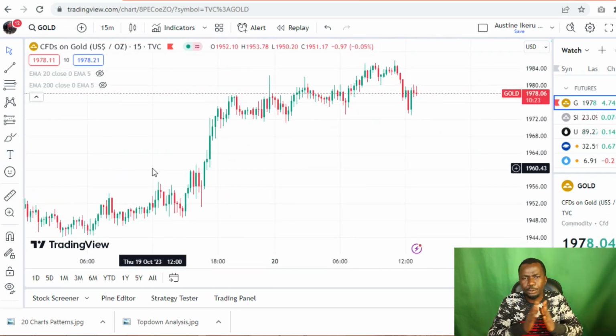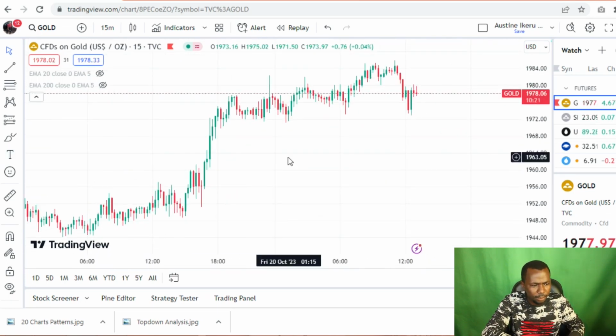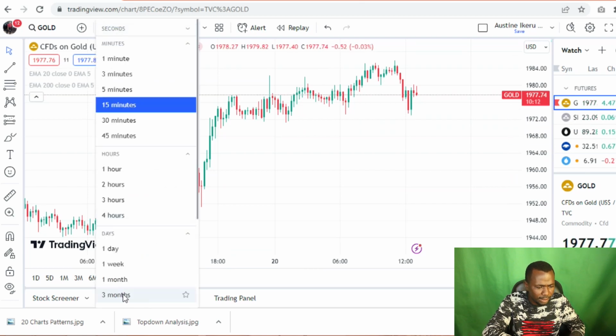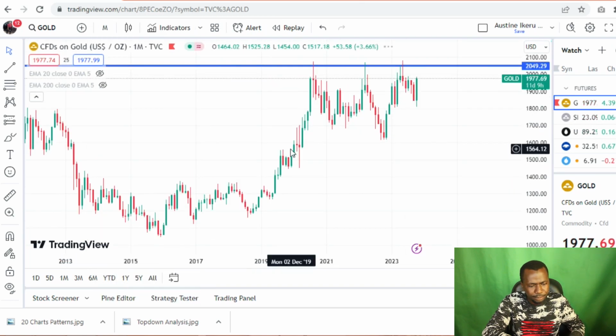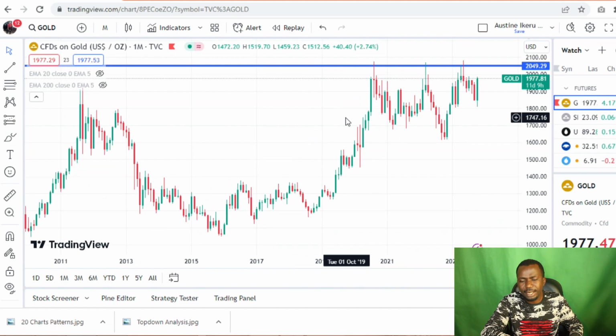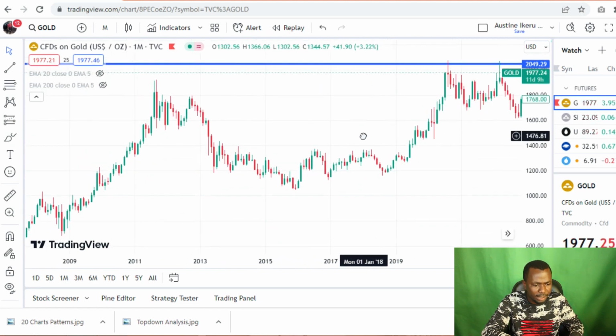So if you want to do the top down analysis, the first thing you have to do is to move into the higher time frame. Now we are in gold, so we simply go to the monthly time frame. Now this is the monthly time frame. You can see that I still have my major key level there already, which I plotted since, right? So if you watch clearly, this is a monthly time frame.